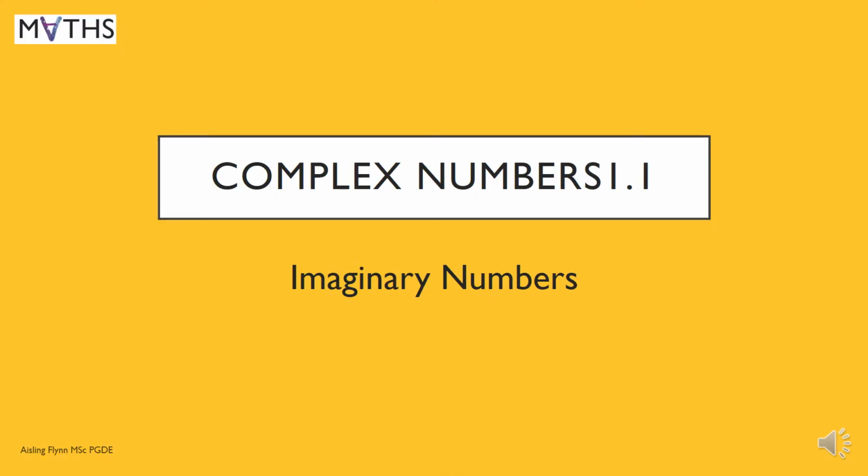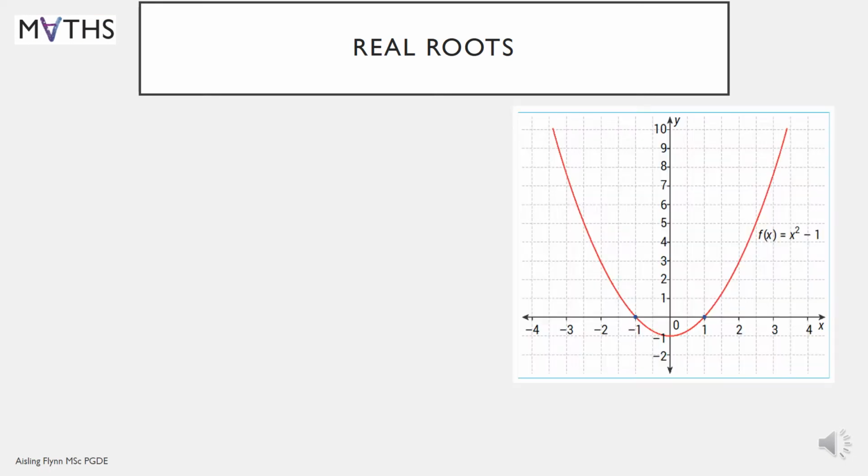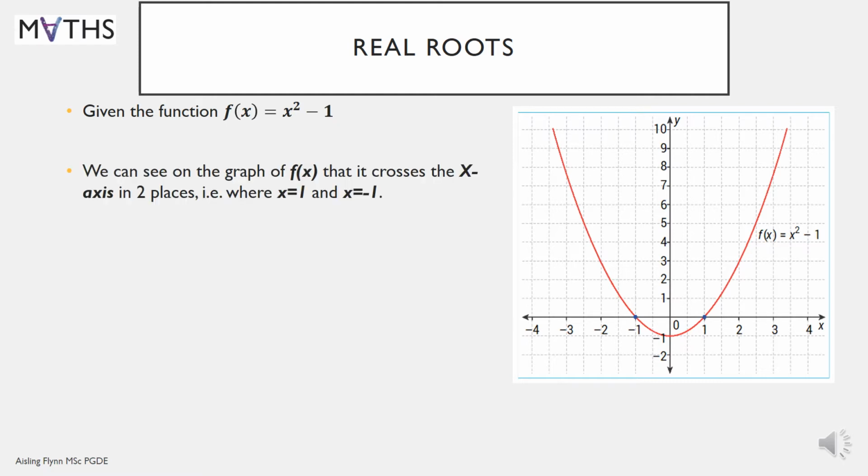This is Complex Numbers 1.1, Imaginary Numbers. So first let's talk about real numbers and real roots. So this is a picture of a quadratic function, f of x, and the function is x squared minus 1. So you can see that it's U-shaped, it's symmetrical, and it crosses the x-axis.